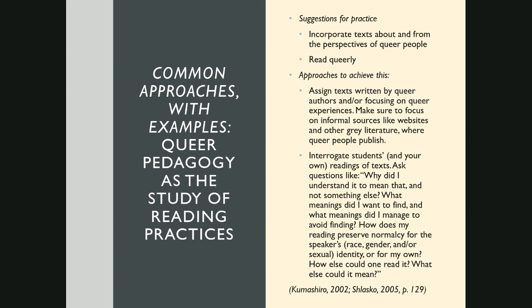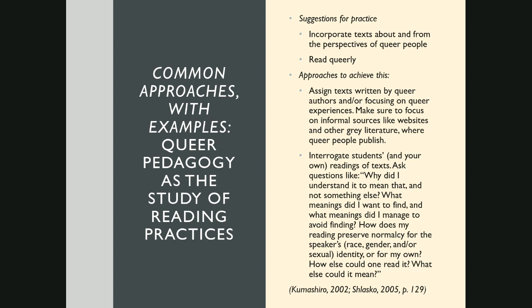Approaches to achieve this: I think the first approach is probably at the forefront of most of our minds when we think about incorporating any sort of diversity into our courses, which is assigning texts written by queer authors and/or focusing on queer experiences. Now, this can be complicated, particularly if people don't necessarily outwardly identify as queer. I think where you address this is bullet point number 2, which is reading queerly. So perhaps reading into something written by someone who hasn't necessarily identified as queer, at least outwardly, but reading into the subversion of that sort of text.